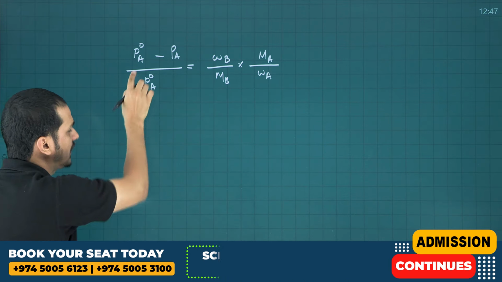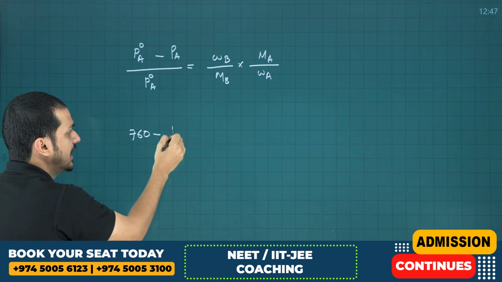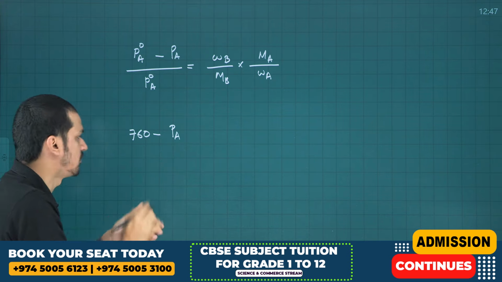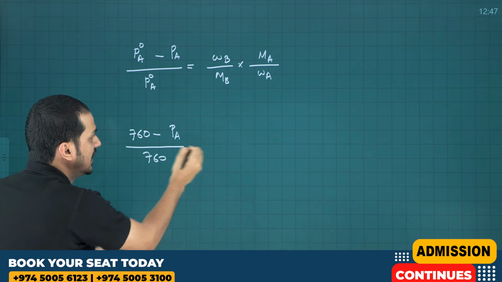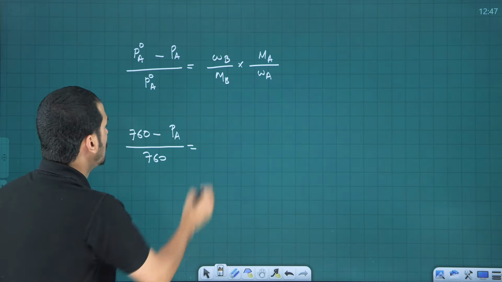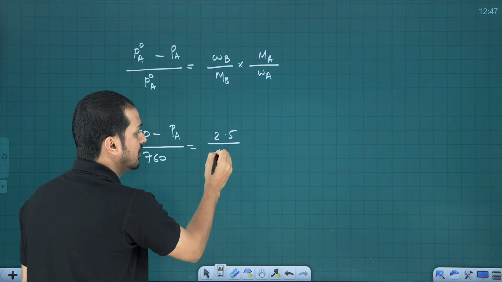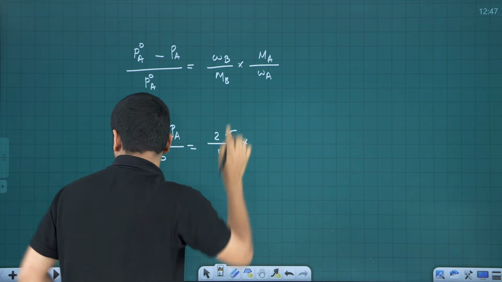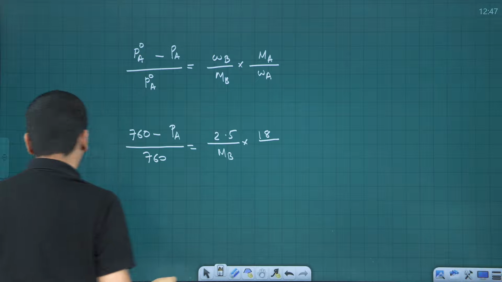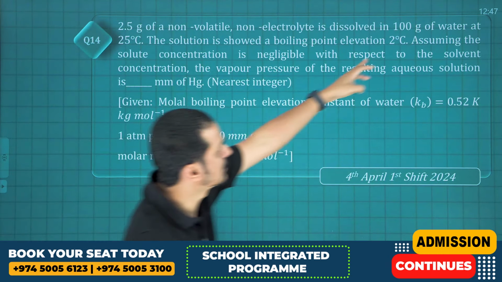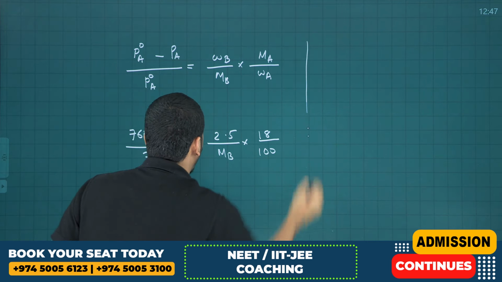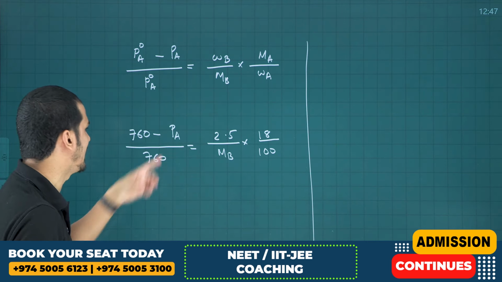So here P0A is given as 760, minus PA, that we have to find out, the vapor pressure when adding that non-volatile solute, divided by 760 equal to WB, the mass of solute given, 2.5 gram, divided by MB, which we don't know, into MA, the molar mass of solvent, water, divided by the mass of water, 100 gram. So first of all we have to find out MB, then only I can find out PA.